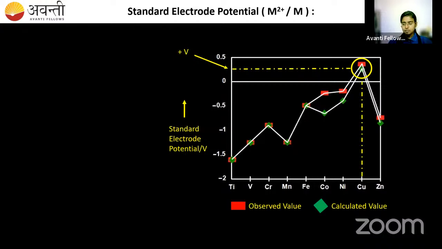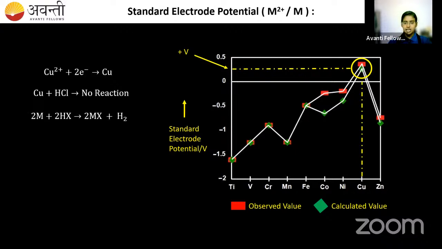Why? Copper 2+, when it gains 2 electrons, is converted to copper. And if copper is treated with hydrochloric acid, there is no reaction. No reaction occurs if copper is treated with an acid. But if you take the other elements of this series, from titanium till nickel and zinc, they will react with acids like HCl and HBr, give out hydrogen gas, and result in the formation of a salt, an MX type of salt.